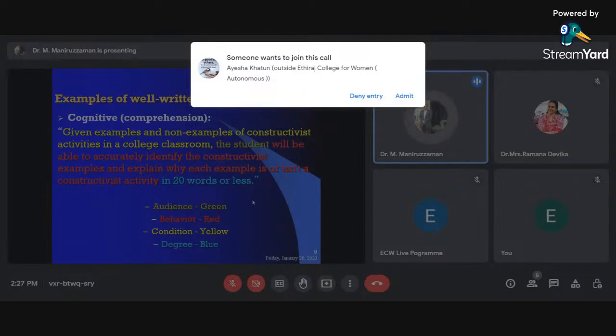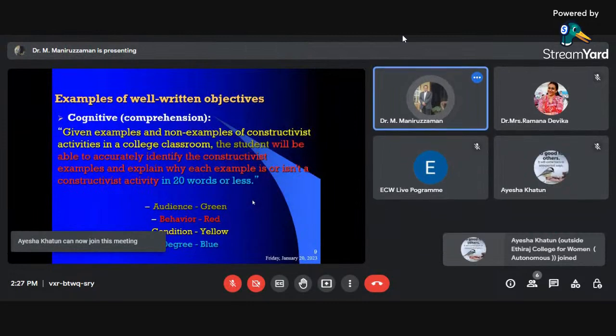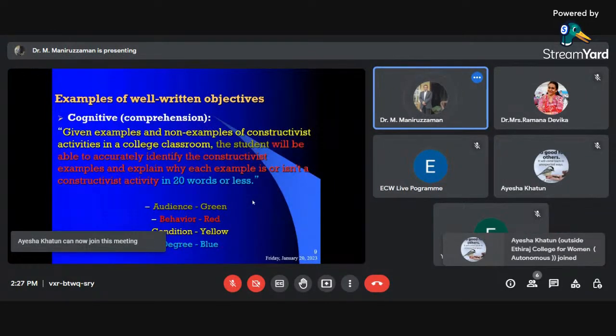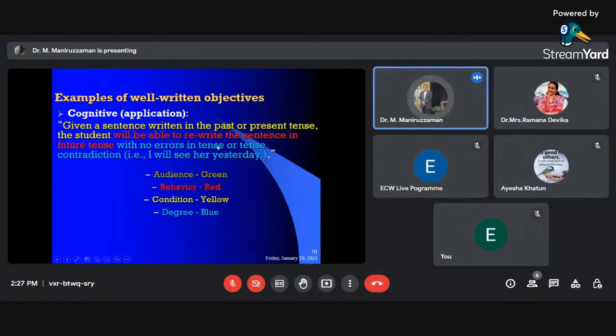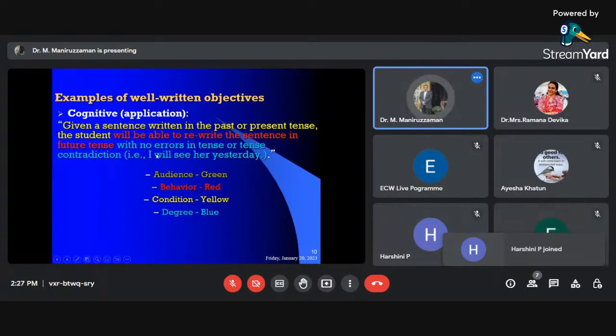Another example showing a cognitive objective. Given a sentence written in the past or present tense, the student will be able to write the sentence in future tense with no errors in tense or tense contradiction. That's, I will see her yesterday. Here's an example. Given a sentence written in the past or present tense is the condition. The student, audience, will be able to rewrite the sentence in future tense. It's the behavior. The degree is with no errors in tense or tense contradiction.